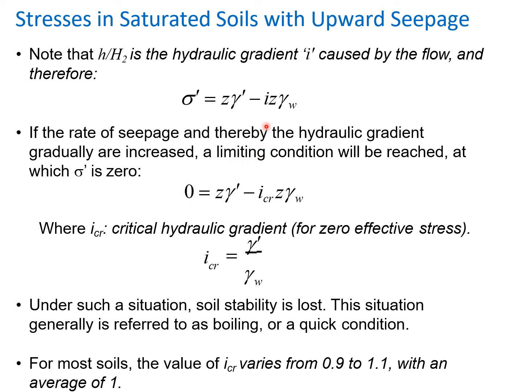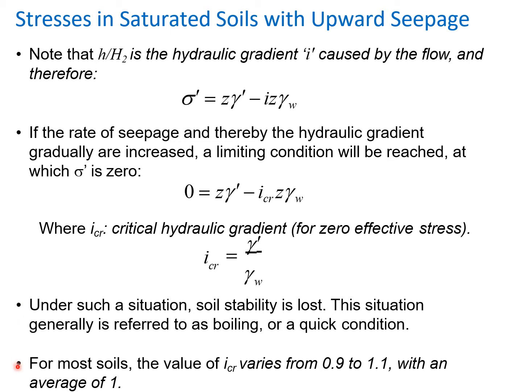And you can see that in that case, when the effective stress has become equal to 0, we have replaced this hydraulic gradient by a critical hydraulic gradient, where i critical is the critical hydraulic gradient corresponding to 0 effective stress, and from this you can get gamma dash over gamma W equal to the critical hydraulic gradient. Keep in mind that gamma dash is the submerged or buoyant unit weight, and gamma W is the unit weight of water. Under such a situation, soil stability is lost. This situation is generally referred to as boiling or quick condition.